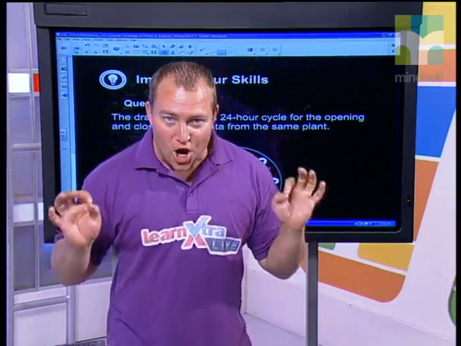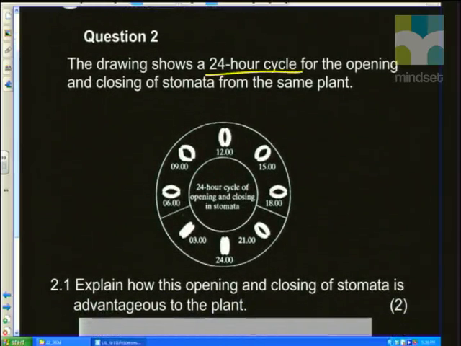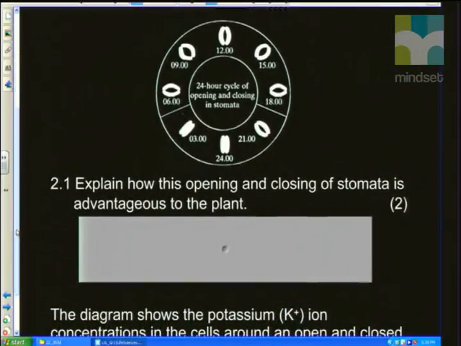So we all understand it. Now we're going to go to plants. Plants are so cool. The drawing shows a 24-hour cycle of the opening and closing of the stomata in a plant. It's nice and easy and simple. You'll notice it's got 12 o'clock, and it goes to 1,500 hours, which is 3 o'clock. What's 1,800 hours? 6 o'clock. Have you noticed how it keeps going? And then we've got 6 and 9 and back to 12.